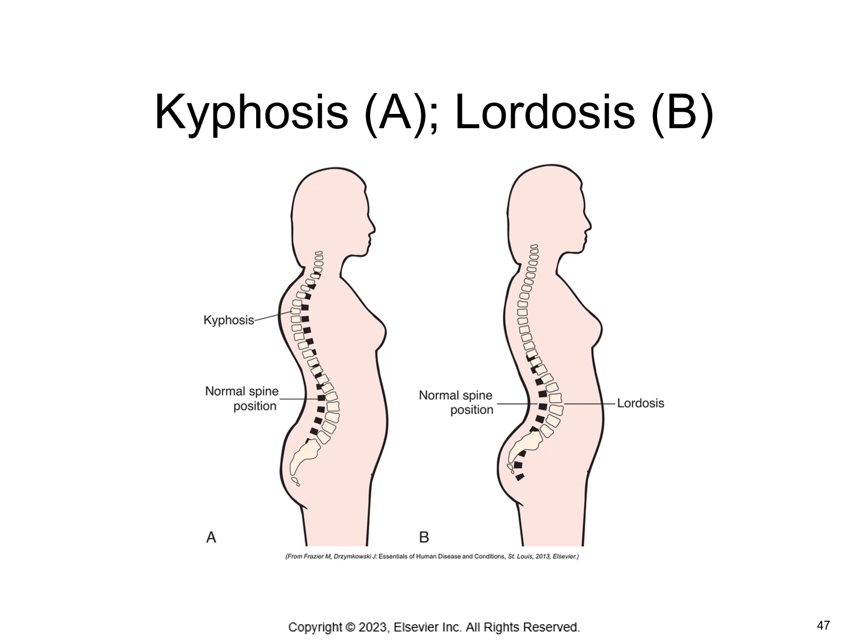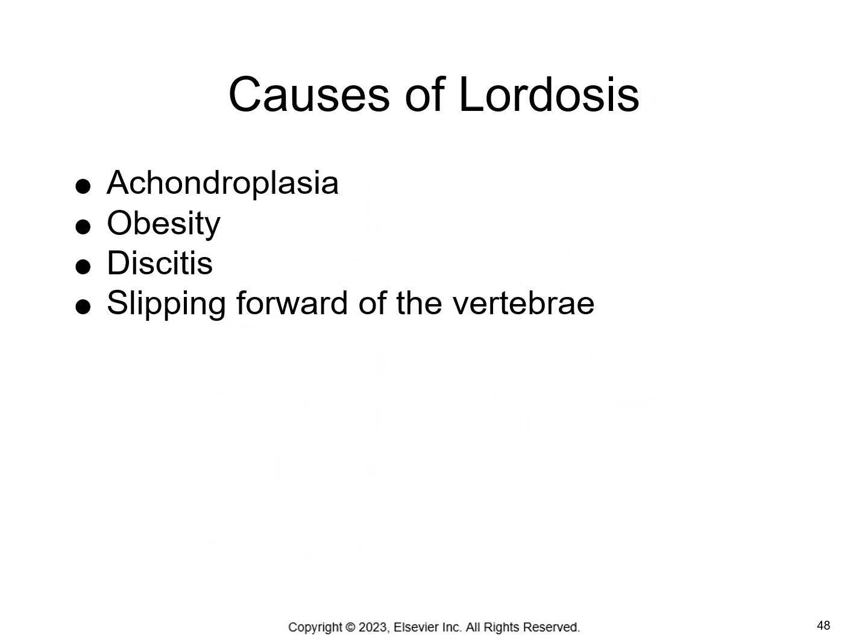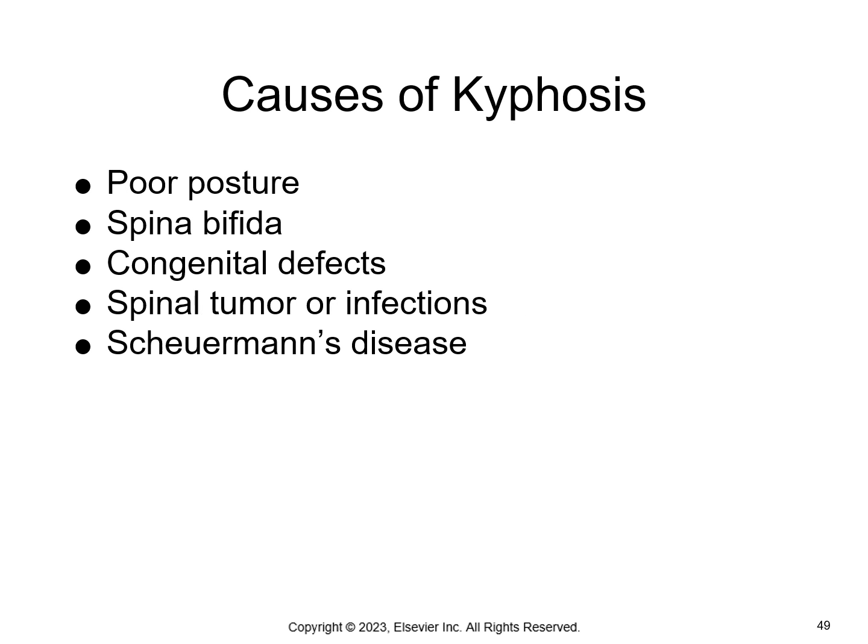In kyphosis, we have abnormally rounded upper back in that thoracic area, and some causes include poor posture, spina bifida, congenital defects, tumors on the spinal cord or infection, and Scheuermann disease. Again, the kyphosis can put pressure on that thoracic area and cause difficulty with breathing. So this is listing causes of the lordosis, which we just talked about. Causes of kyphosis, which we also talked about.